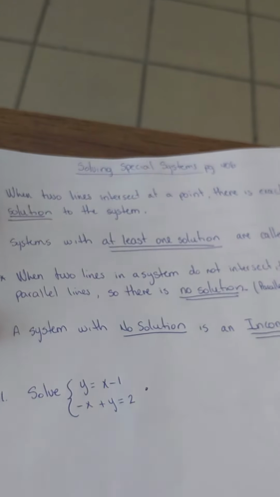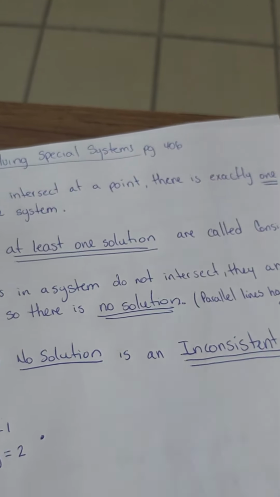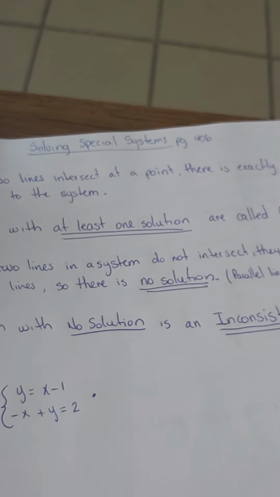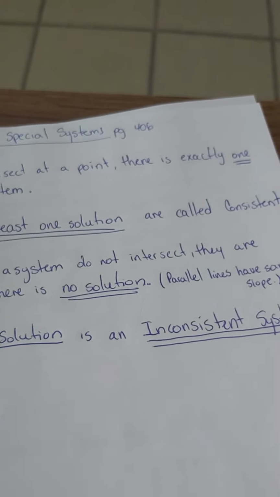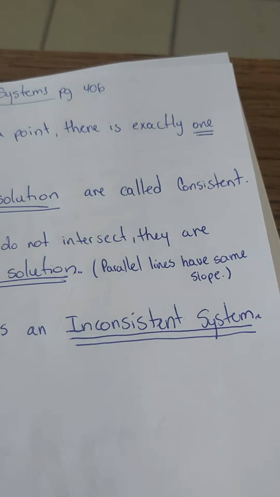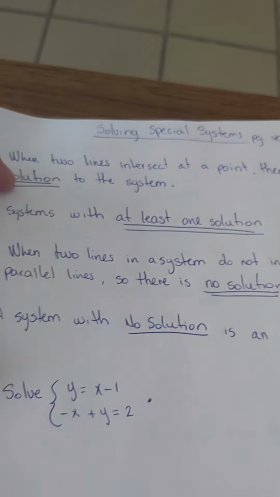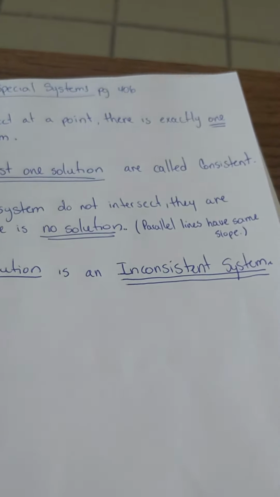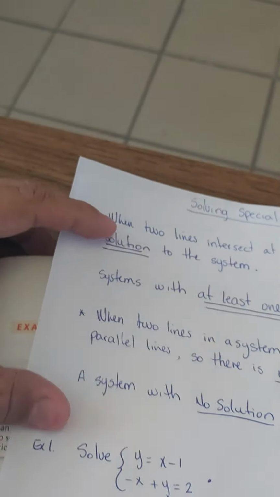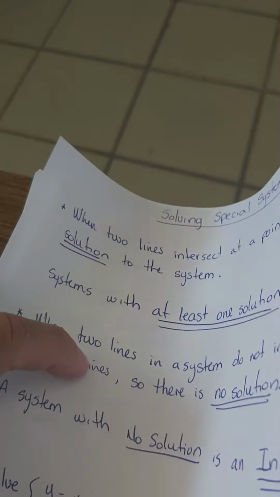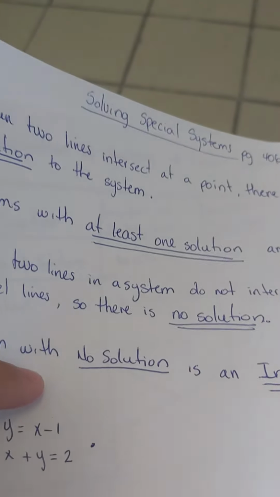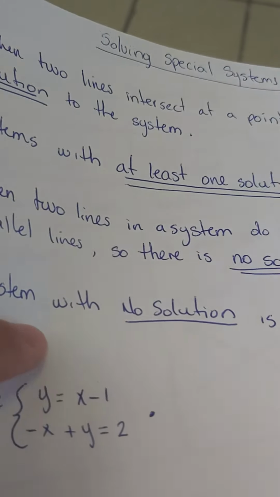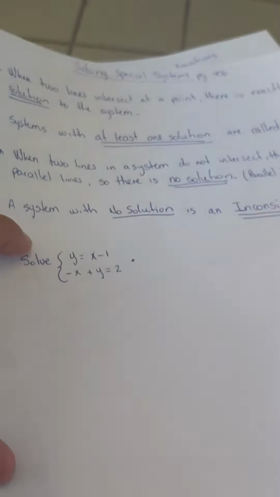Now, when two lines in a system do not intersect, they are parallel lines. So there is no solution. Remember that parallel lines have the same slope, okay? A system with no solution is called an inconsistent system. So in today's lesson, we're going to be talking about special systems, systems that may have no solution, or systems that will have infinitely many solutions.